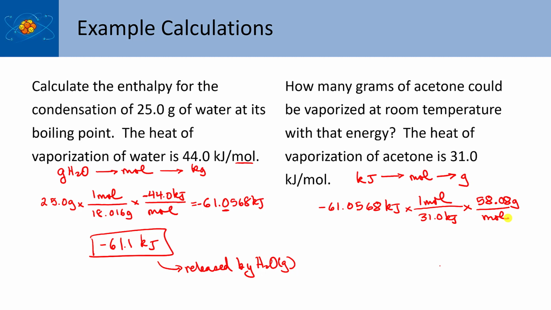And then the units will cancel like this, right? I end up with grams. I ended up with 114.39 grams. Again, there's 3 sig figs here. I have 3 sig figs in this number, so that my answer should be rounded to this point here. So I could actually evaporate 114 grams of acetone with the heat from the condensation of 25 grams of water. Okay.